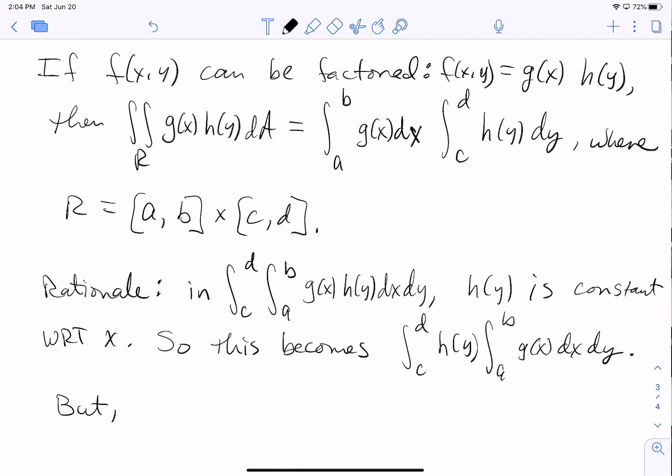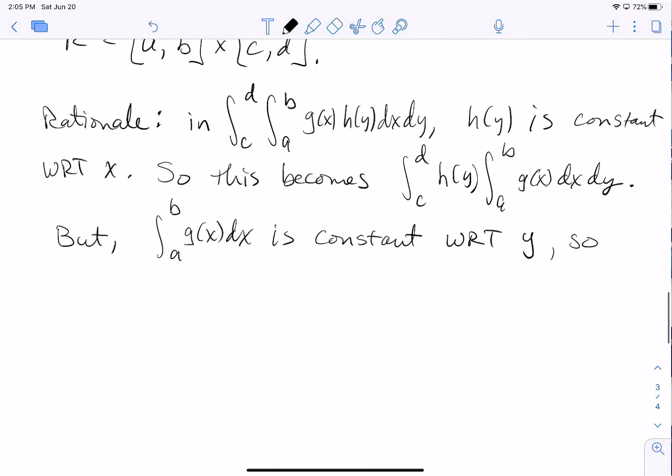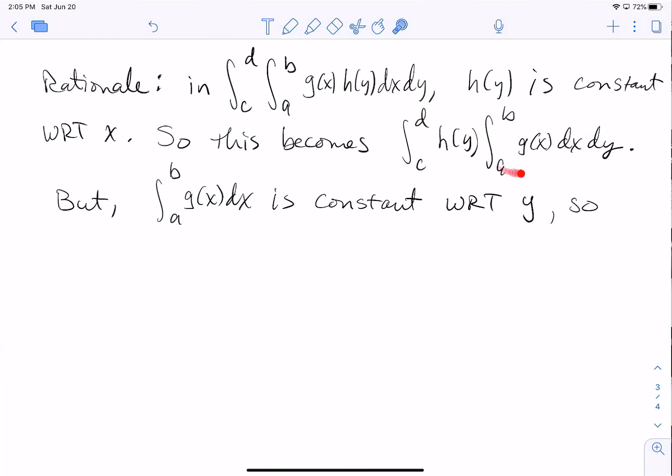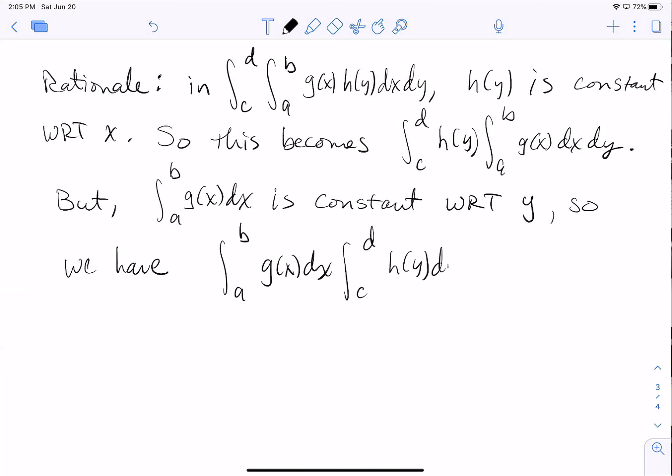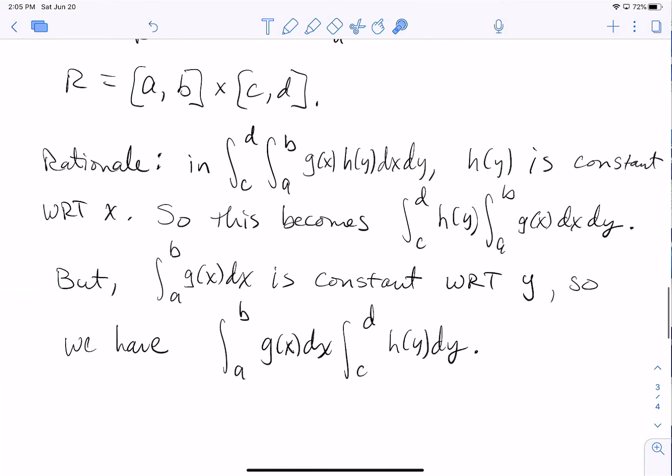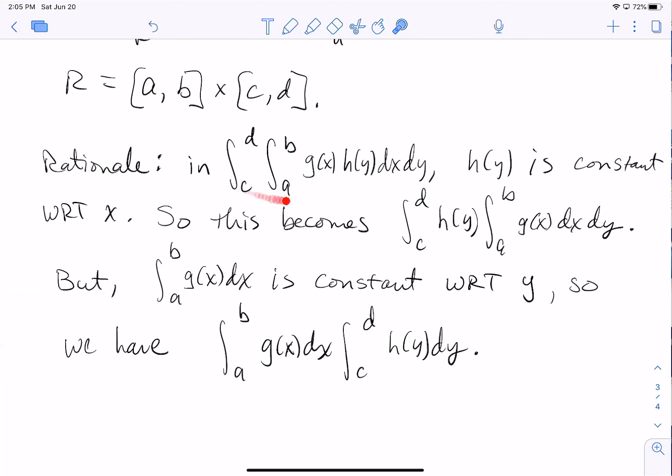But in the same way, the whole integral from a to b of g of x dx is constant with respect to y. So we can factor out that whole integral as a constant, and we have the integral from a to b of g of x dx times the integral from c to d of h of y dy. This can come in handy because now I can evaluate both integrals in one step, whereas with an iterated integral, I would first evaluate the inner integral and then evaluate the outer integral.